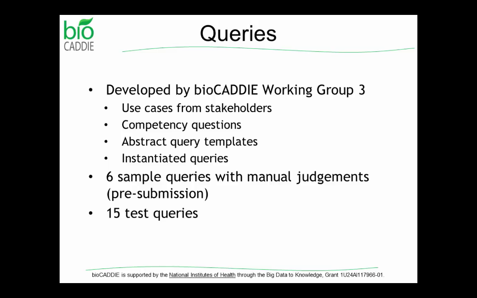Then 6 of these were used as a way to train our assessors, our judges, and to come to a standard for how we can actually evaluate systems. But there was pre-assessment work, and those were used as the sample queries with manual judgments and provided to the participants. Then we had 15 test queries where we did what is a pre-assessment, where we had baseline systems retrieve a lot of potential results, and the assessors judged each one of them individually. And then we did a post-submission assessment as well.